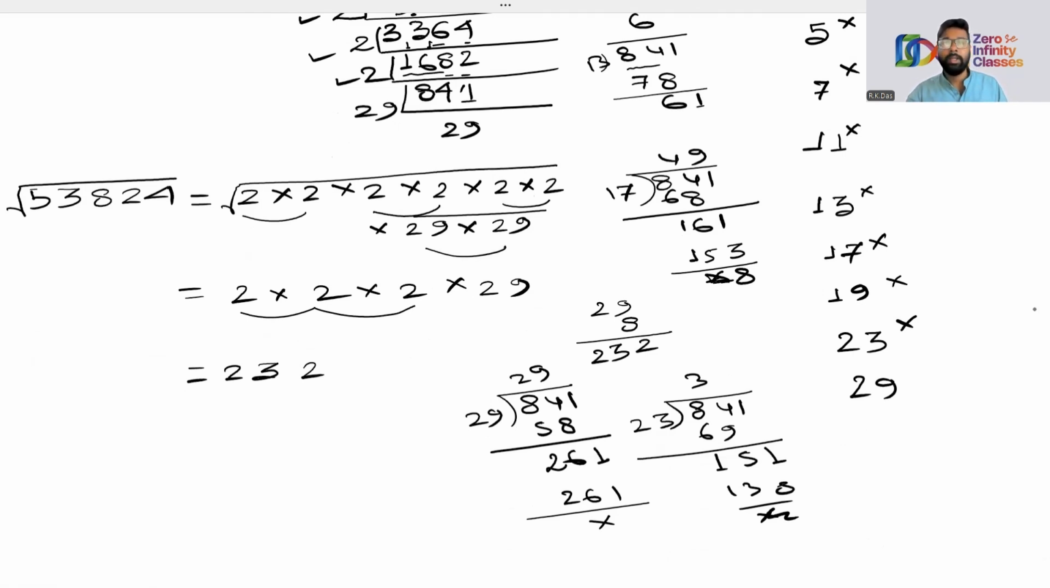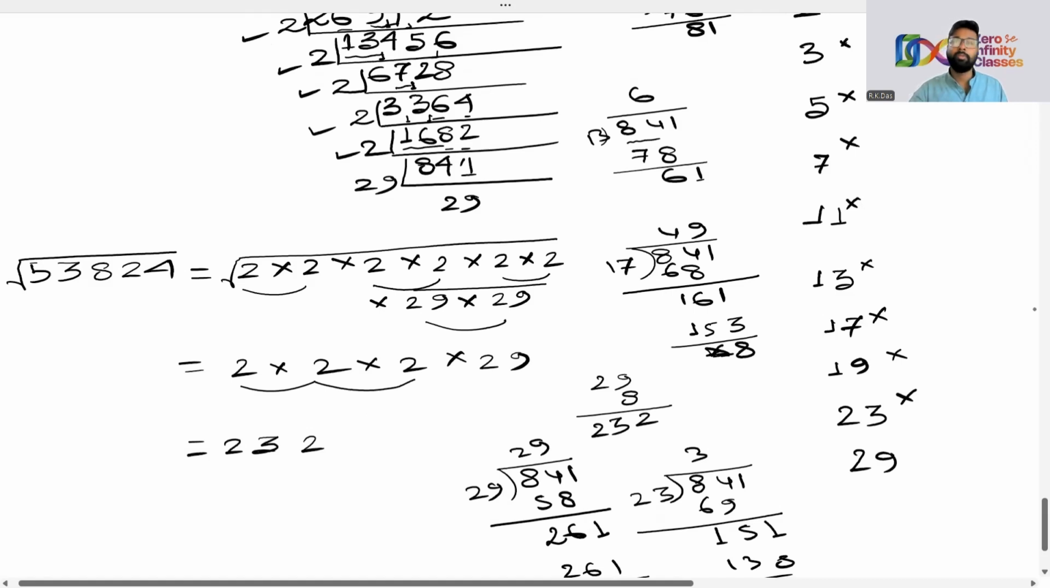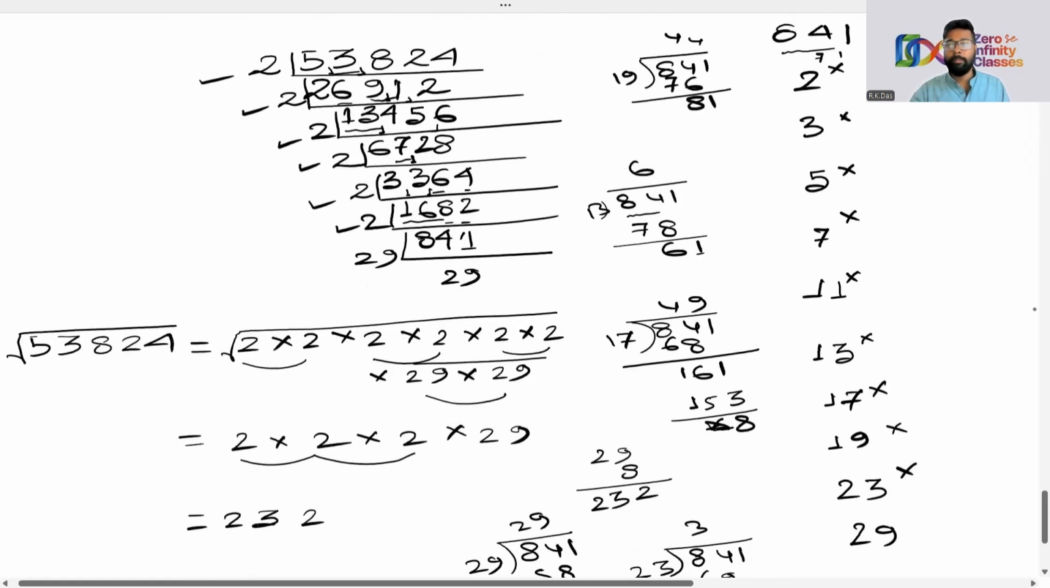But here we can see that we have taken so much time. We consumed so much time here, on 841. So we can see that prime factorization method is good. We can easily calculate the square root of a number, especially a small number. But when it comes to calculating the square root of a large number, in that case also we can find the square root by using this method. But the very big problem is that here we are consuming so much time.